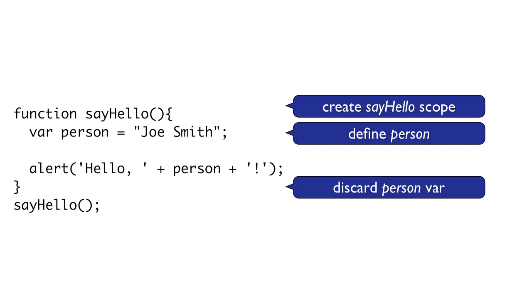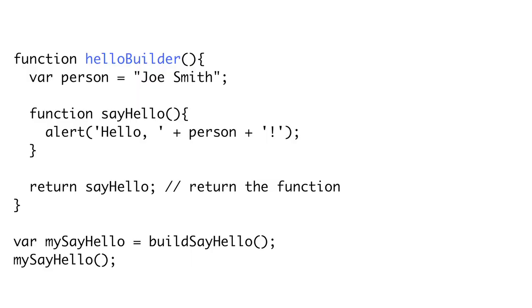If there were no garbage collection, we would just take up more and more memory, remembering variables that we no longer need. Bugs or errors in the garbage collection are known as memory leaks, since they use more and more system memory. Now let's look at a similar example, but use JavaScript's ability to define functions inside of functions. Here, we have a function that is called HelloBuilder, and inside it creates a person variable and a sayHello function, which we will then return.